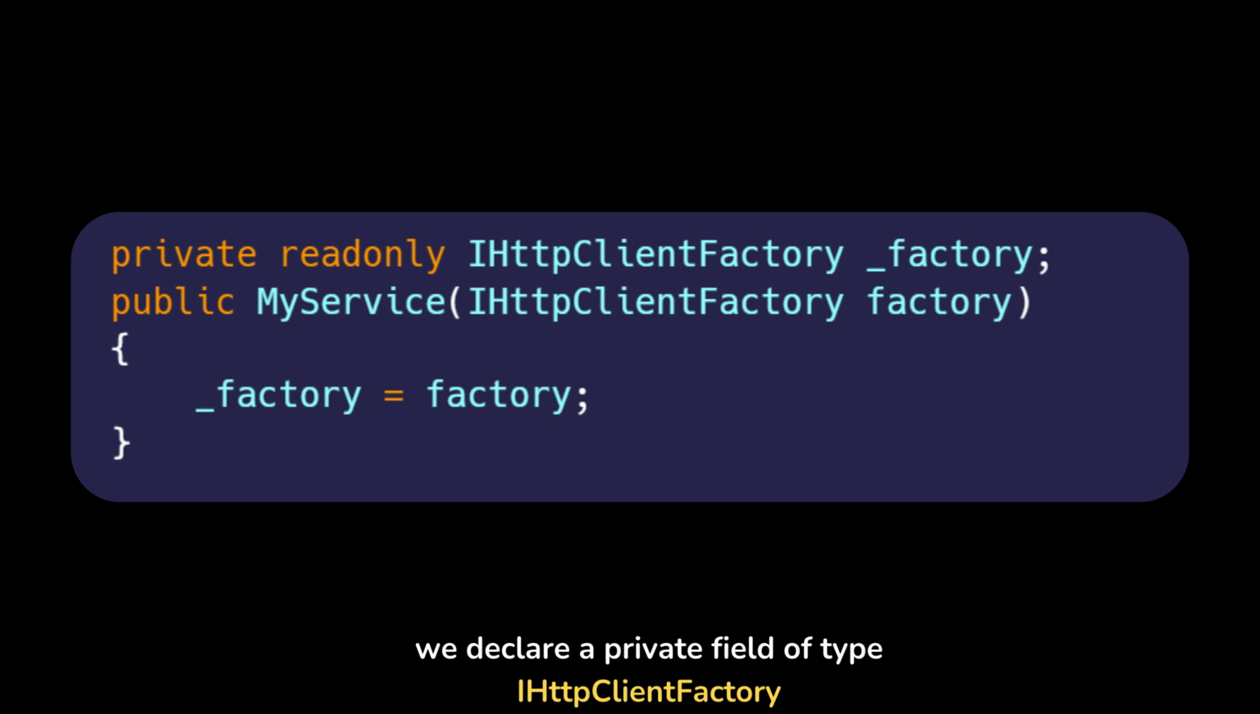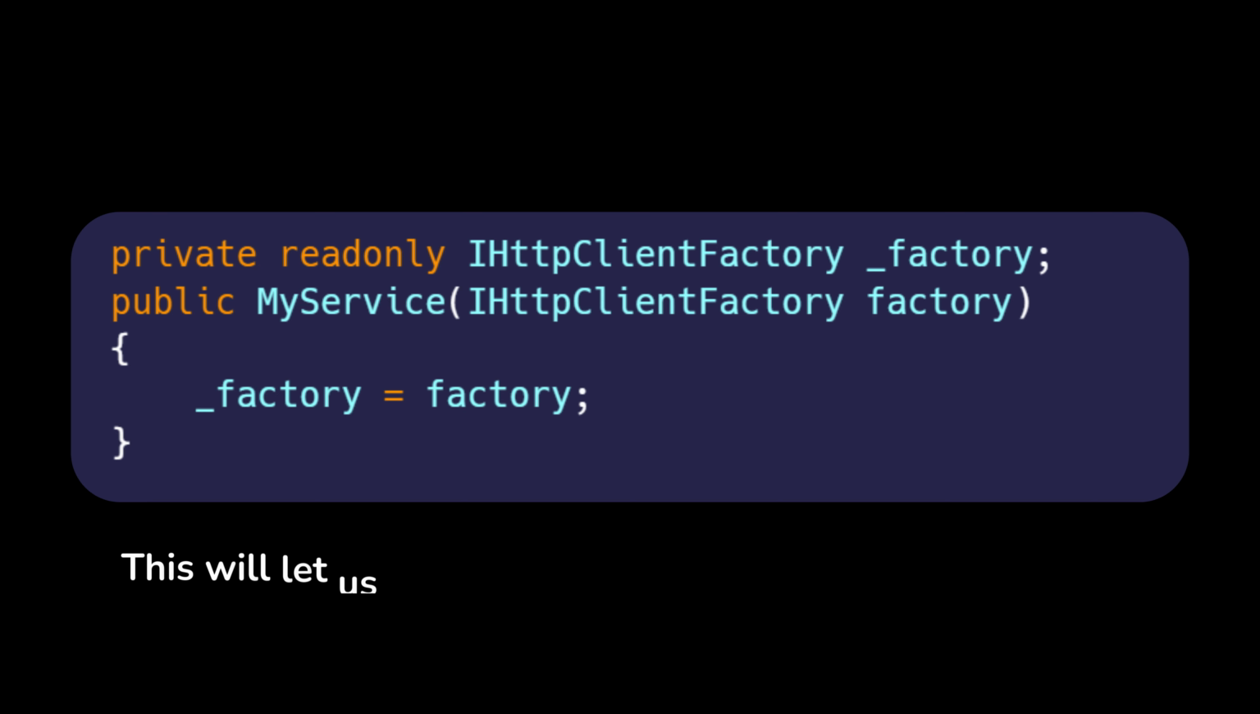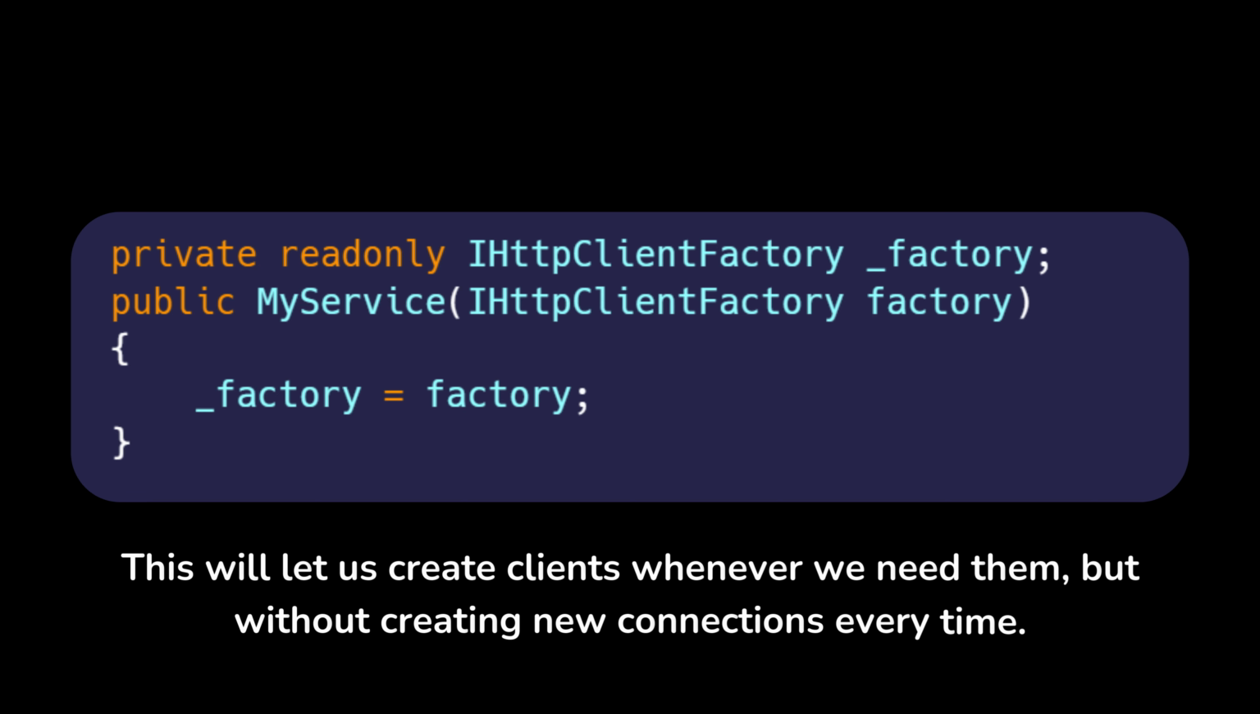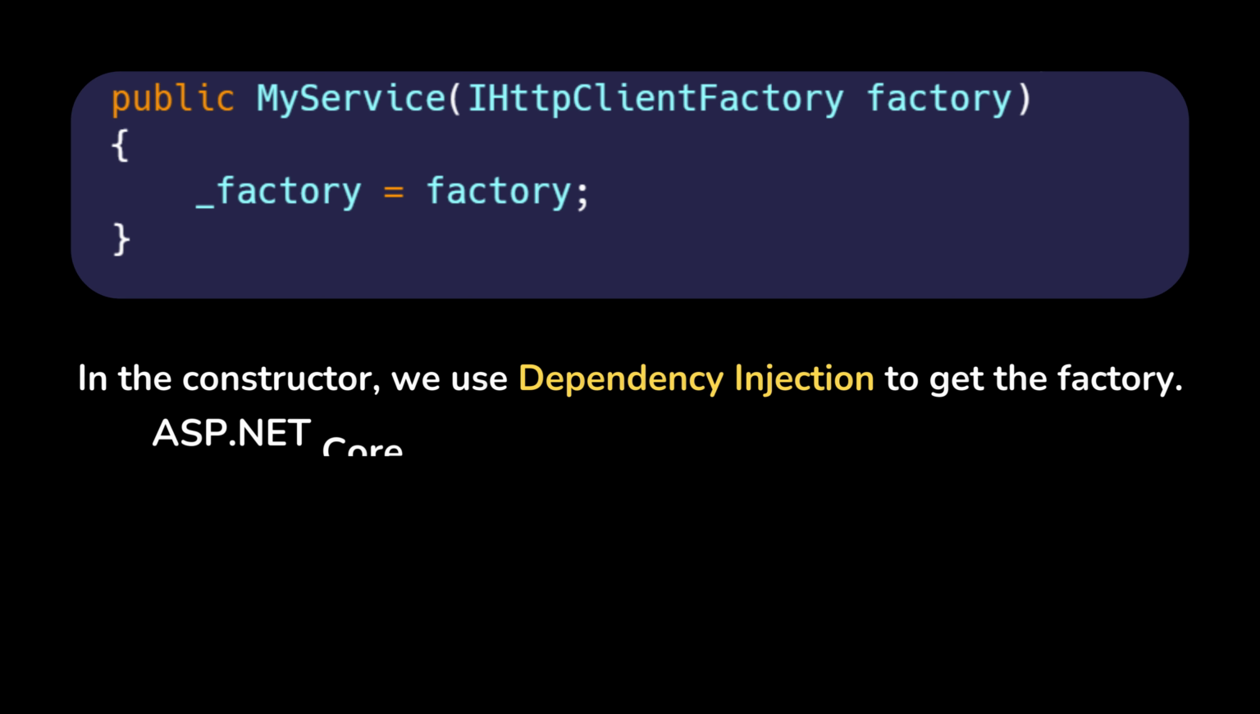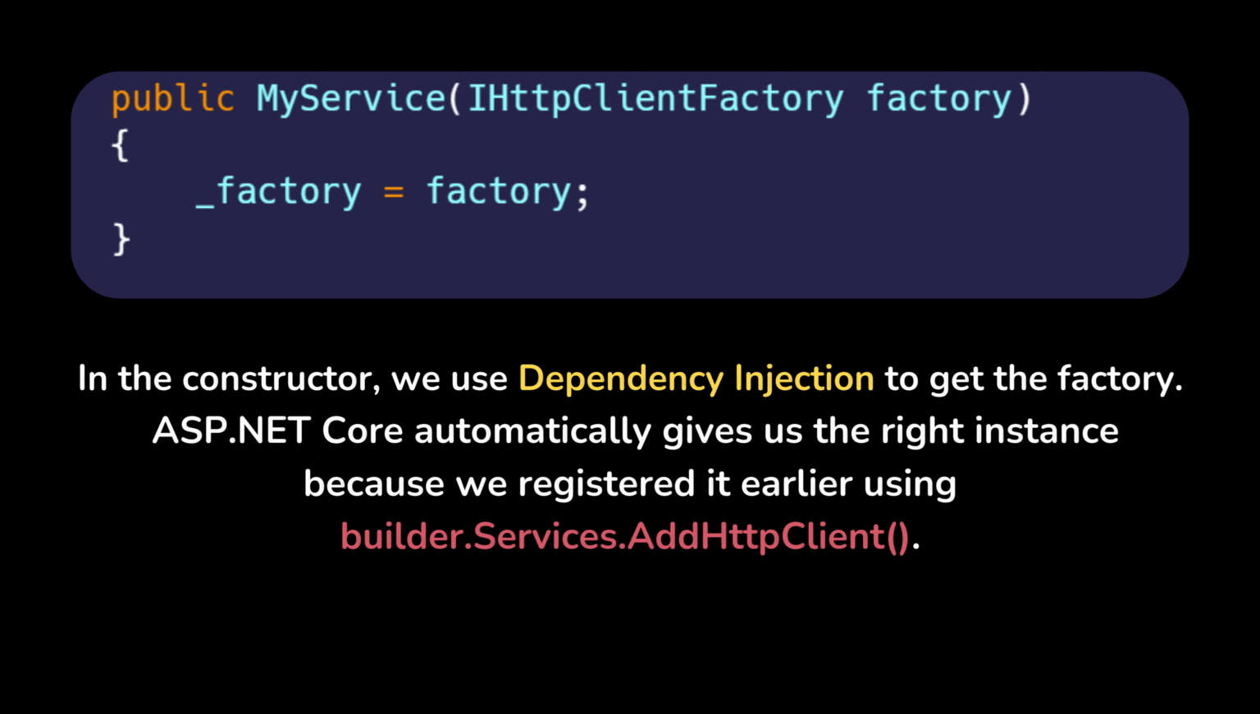First, we declare a private field of type HttpClientFactory. This will let us create clients whenever we need them, but without creating a new connection every time. In the constructor, we use dependency injection to get the factory. ASP.NET Core automatically gives us the right instance because we just registered it earlier using builder.Services.AddHttpClient.